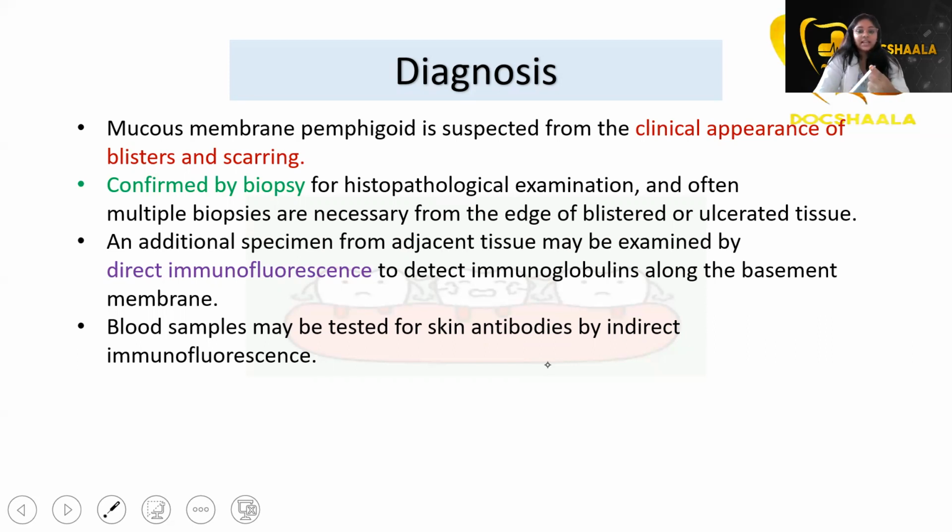So a biopsy is taken from the appearing lesions. We often take multiple biopsies, involving multiple areas. The edge of the blistered or ulcerated tissue is taken, and an additional tissue specimen from the adjacent tissue is taken. The lesion is taken for biopsy, whereas the skin or tissue adjacent to it is taken for direct immunofluorescence. There we can detect immunoglobulins along the basement membrane. Then blood samples may be tested for the skin antibodies by indirect immunofluorescence.